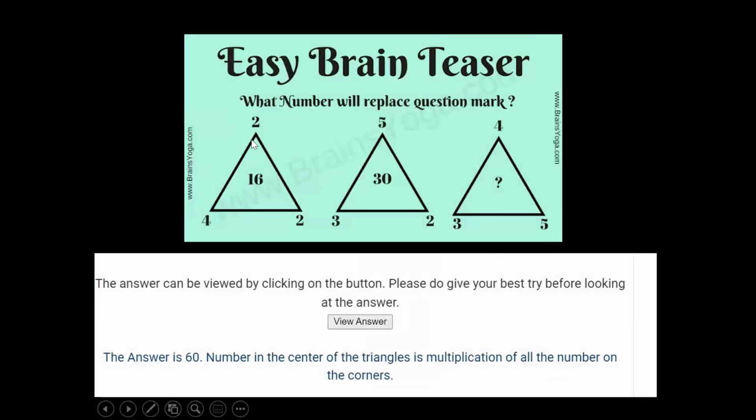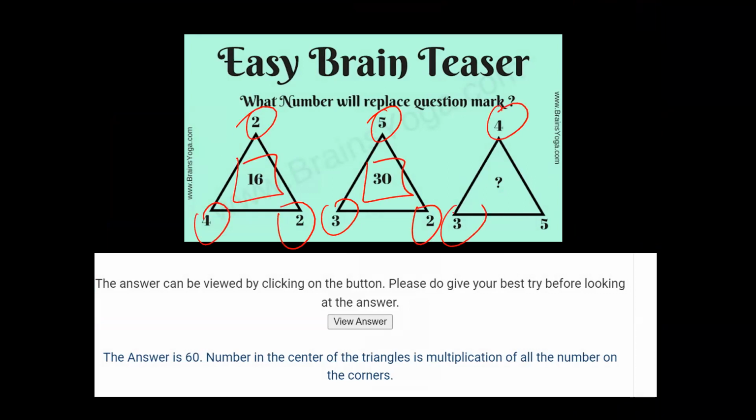So looking at this right here, does anybody know what is a missing answer for triangle number 3? It is 60. How did you get that? Yep, you got it. 5 and 3 and 2 is 30. 2 and 4 and 2 is 16. So 4 times 3 is 12. 12 times 5 is going to give you 60. Good job. I'm glad you got it.